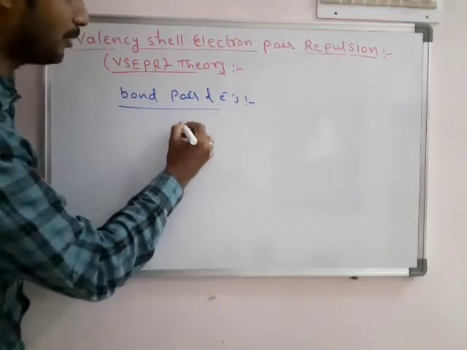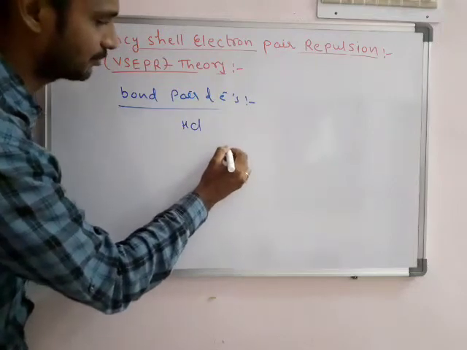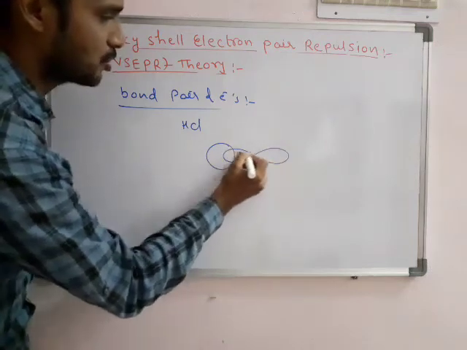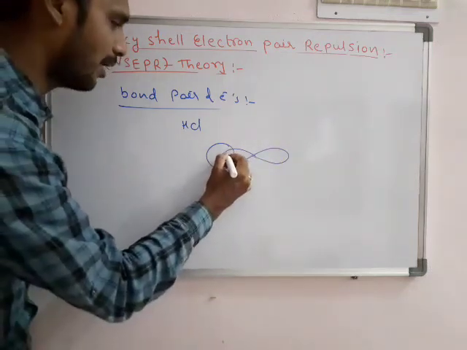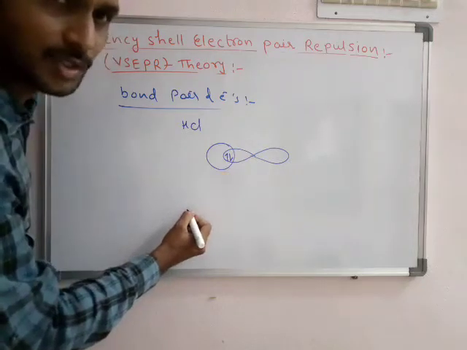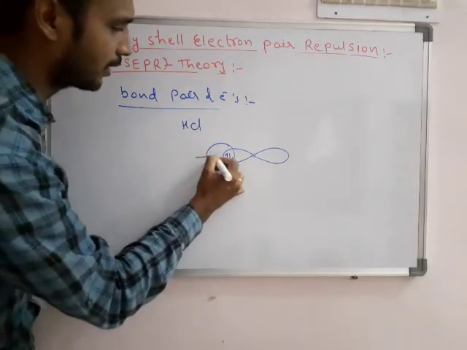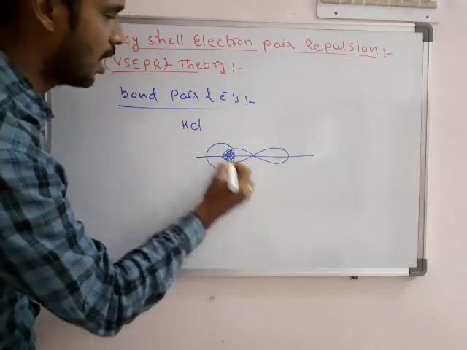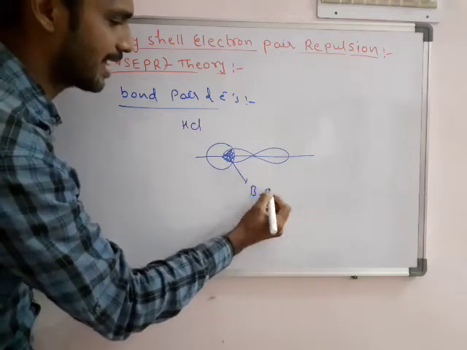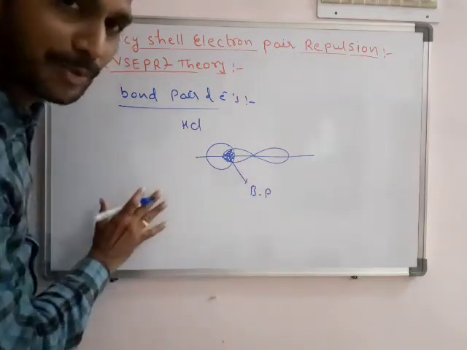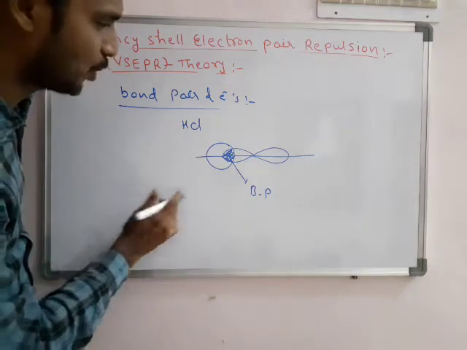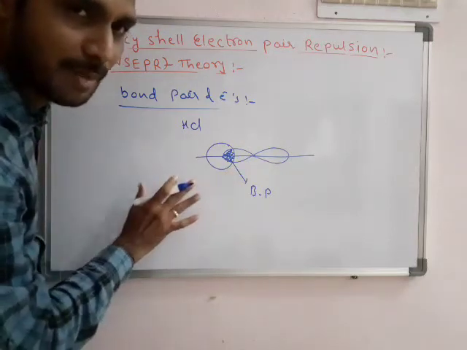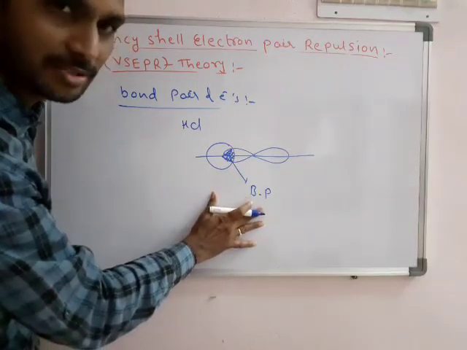For example, in the formation of HCl, this is the s orbital of hydrogen and this is the p orbital of chlorine. The bonded electrons are like this. These electrons are called bond pair of electrons, generally written as BP electrons. So the electrons used in bond formation are called bond pair of electrons.